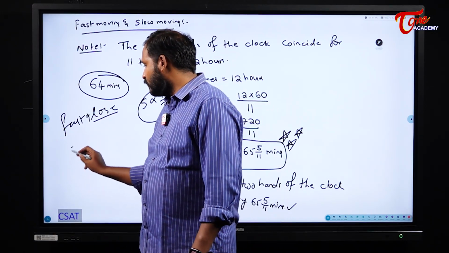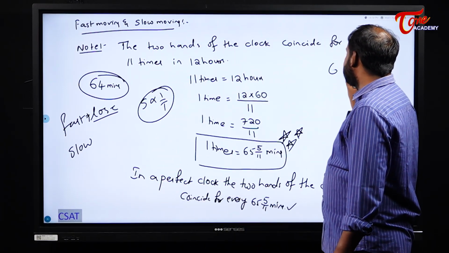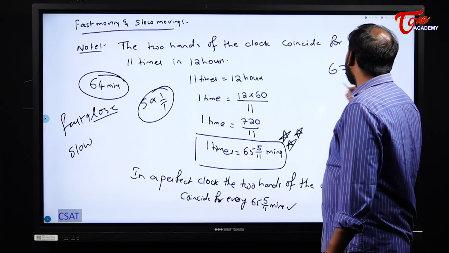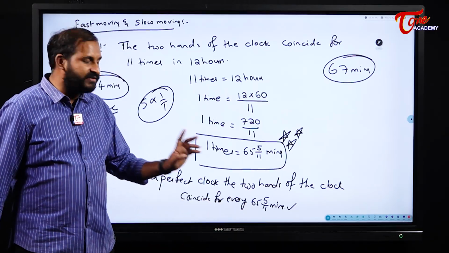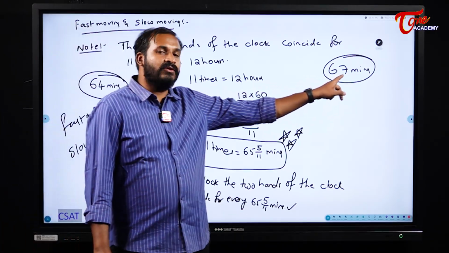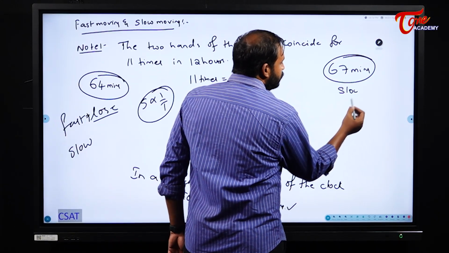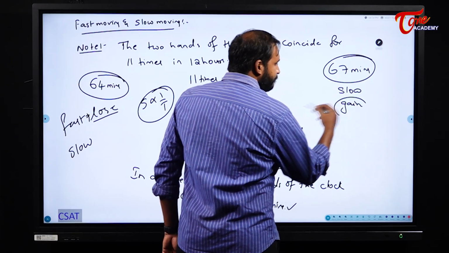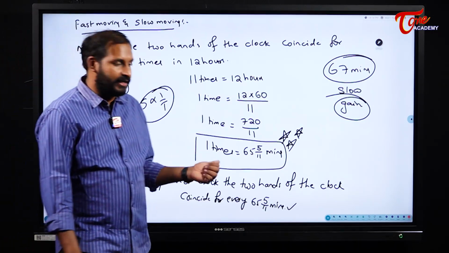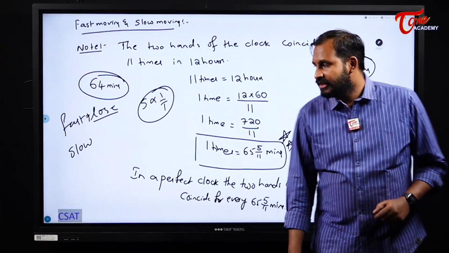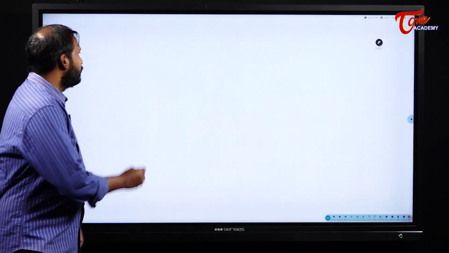When the clock moves slowly, for example, if the two hands of the clock are coinciding for every 67 minutes, tell me whether the clock is moving fast or slowly. Usually it should coincide for every 65 5/11 minutes. Now the clock is coinciding in 67 minutes. That means the clock is moving slowly. When the clock moves slowly, we will gain the time in a day. When the clock moves fast, we will lose the time in a day. So please be careful with this, students. There will be a lot of confusion between these two things. Okay, write as a note.